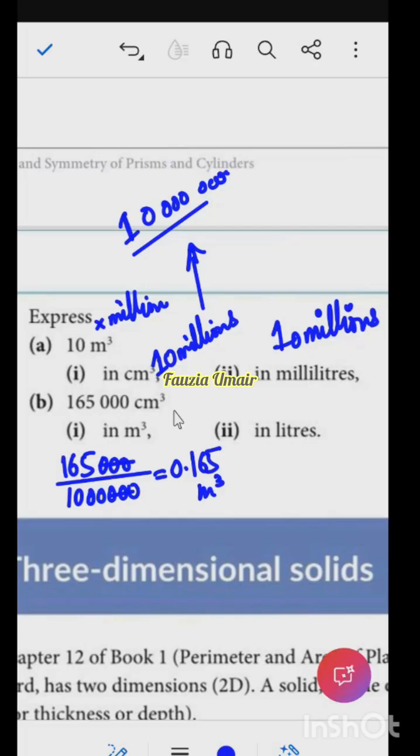नाउ हाउ मेनी लीटर्स? इसको लीटर में कन्वर्ट करना है। क्यूबिक सेंटीमीटर को लीटर में कन्वर्ट करने के लिए हमें क्या करना पड़ता है? हमने 1000 से डिवाइड करना होता है, राइट? So these 3 zeros will be cancelled and your answer would be 165 liters. ठीक है बेटे? Yes. So this is the answer.